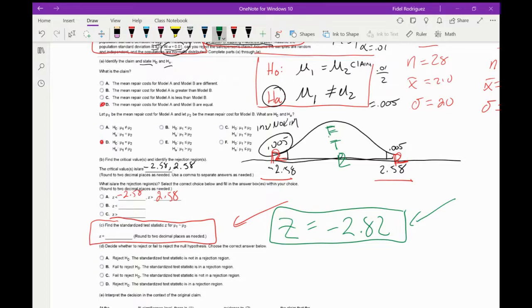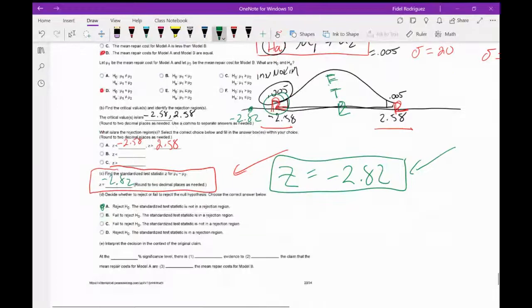So this number here was negative 2.82. So guys, I'm going to fall over here. We're falling in our rejection region. So we are rejecting the null hypothesis, right?